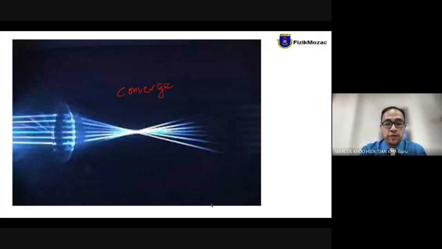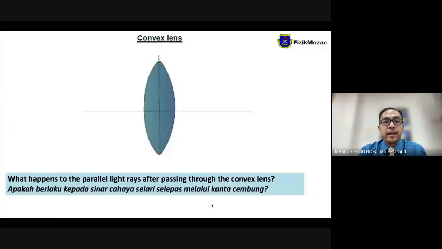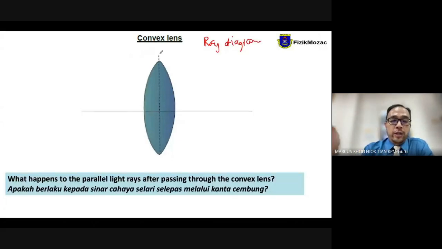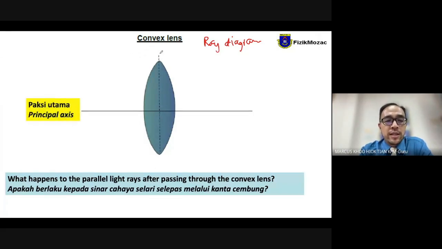There are a couple of things that we need to take note of, and I think this is where you start copying. When you do a ray diagram, and we're going to hear this word a lot, a ray diagram means a diagram that shows the flow of light when it travels in the air. When you draw a lens like this, you must first have the principal axis. The principal axis is usually 90 degrees to the convex lens.